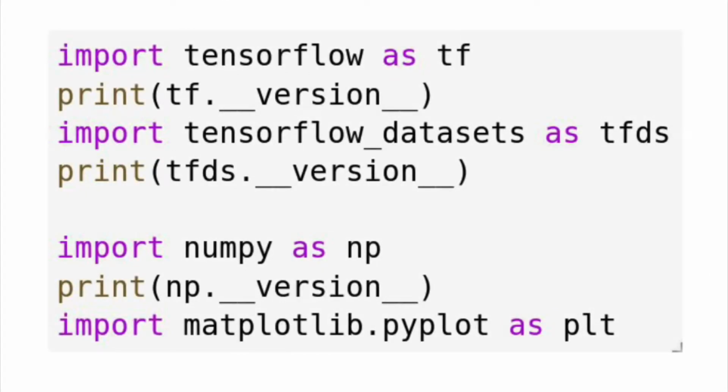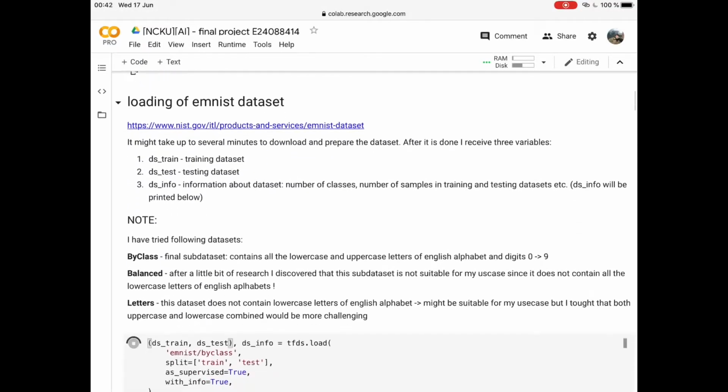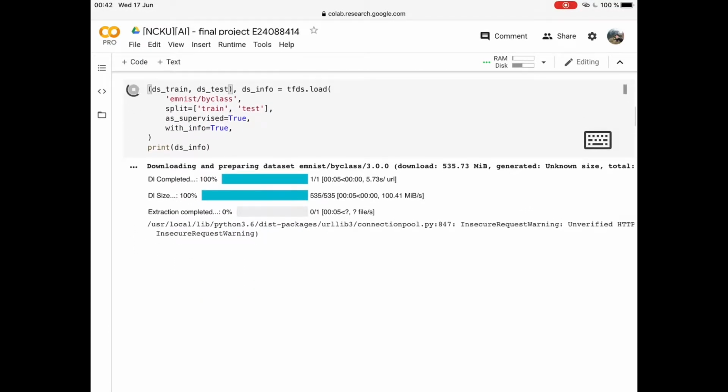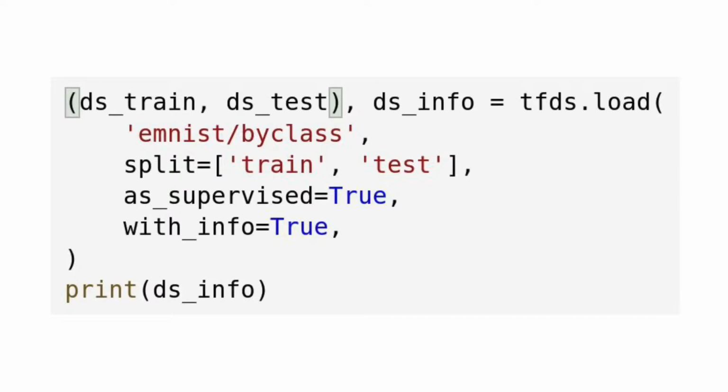Here are all the dependencies that you need. There is nothing special in here, just TensorFlow datasets, which contains the eMNIST dataset that I work with, NumPy for data manipulation, and Matplotlib for plotting. This piece of code loads the dataset into three separate variables: dstrain, dstest, and dsinfo.